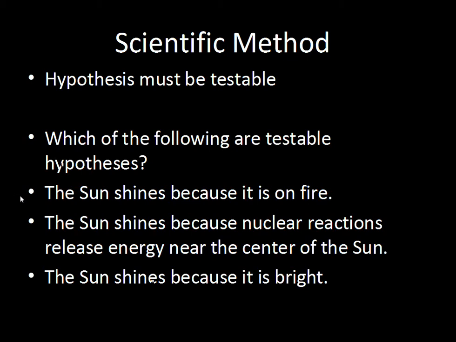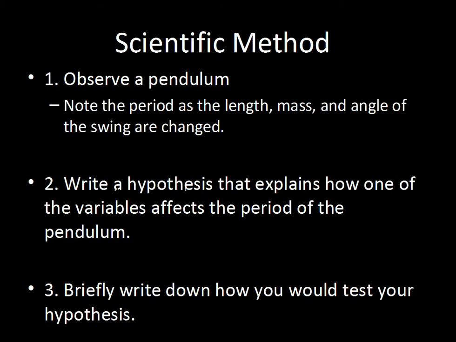The sun shines because of nuclear reactions that release energy near the center of the sun. That's a hypothesis. It's testable, and there are certain particles called neutrinos, we'll study later, that can be observed that left the core of the sun and were then detected at the Earth. The sun shines because it is bright. That doesn't really fall in the category of a testable hypothesis where you could create an experiment. So you might think of your own here, but for a hypothesis, we must be able to create an experiment.